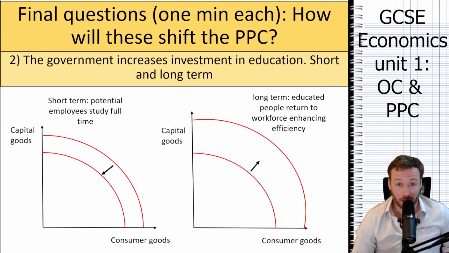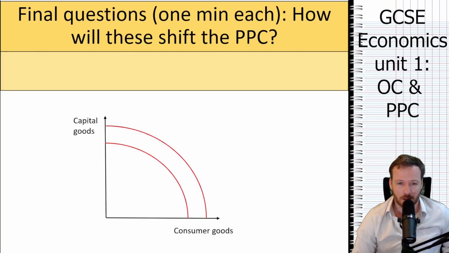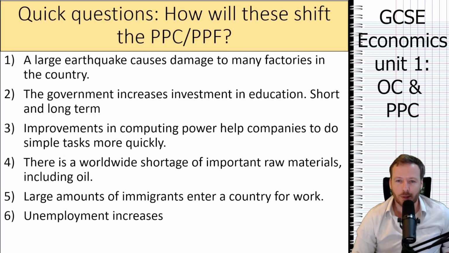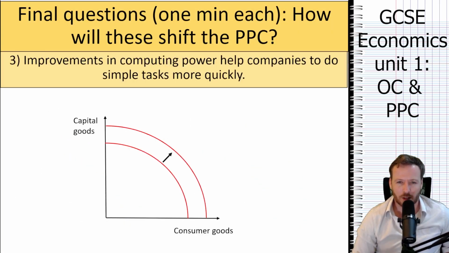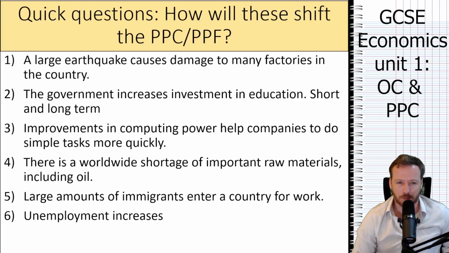Initially, the curve goes in because we take employees away. People are not working anymore. And then later on, when they're highly educated, boom, the curve shifts out substantially. 3, improvements in computing power. Think about ChatGPT. Curve shifts out. Pretty chill, that one, isn't it?